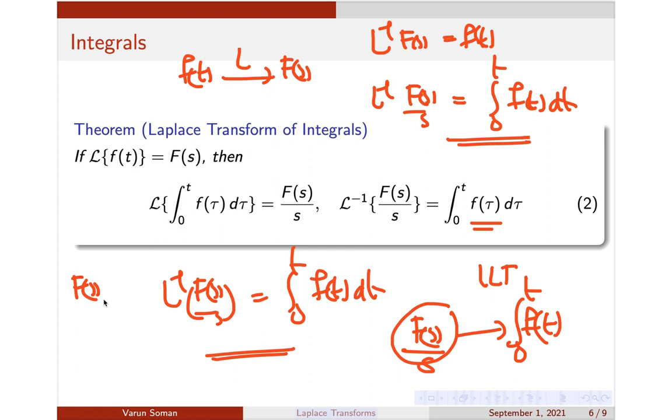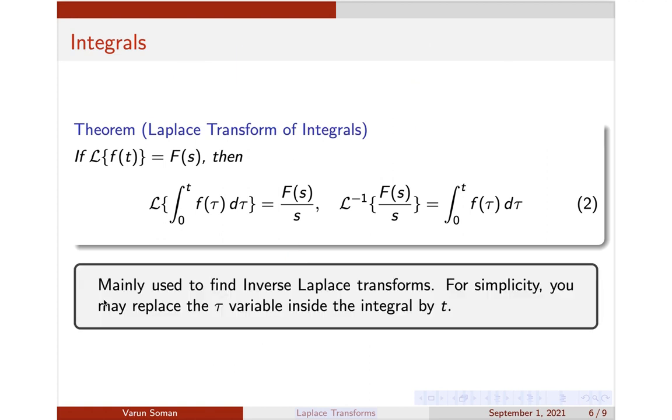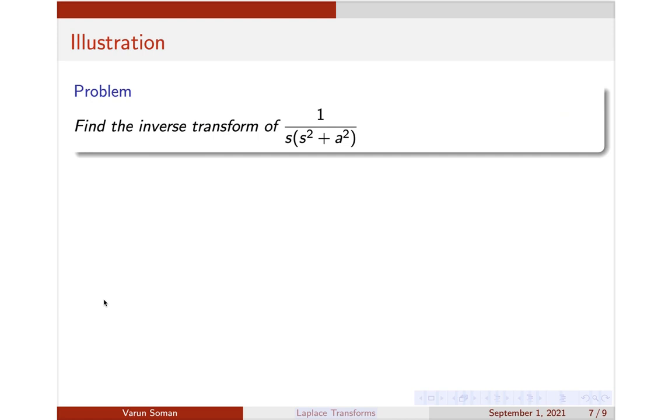Okay, so let us try to do some problems. We'll be doing many problems so that it is much easier for you to understand. So please try to do these problems with me. Let us try this problem: find the inverse transform of 1 by s into (s square plus a square).